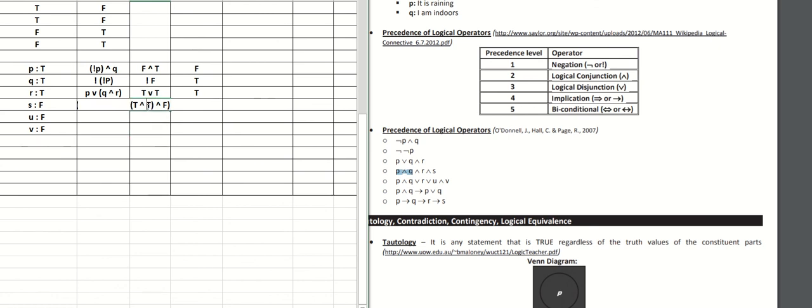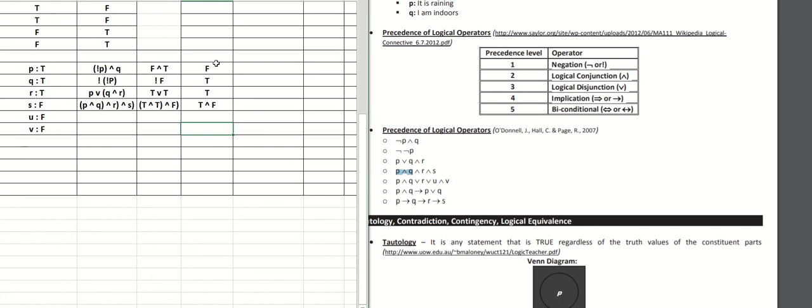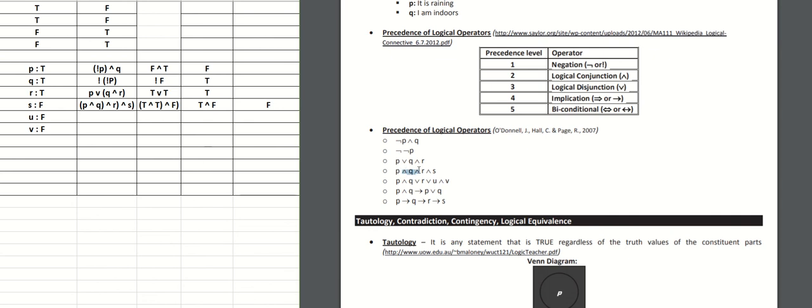Now we solve the value of true and true. True and true is true, and we copy the AND false. True and false is false, therefore this statement here is false. I hope that one is clear. To make it short, if there are the same operators, we first get the value of the left operator, and so on and so on.